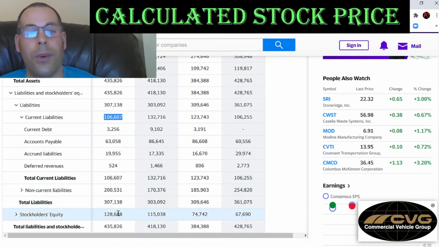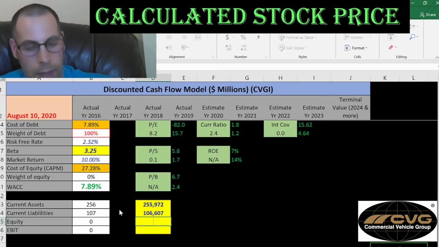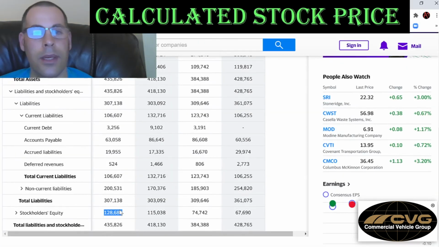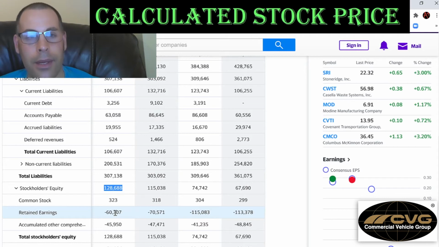Let's get their equity. That's $128 million. Equity is total assets minus total liabilities. That's the value of the company according to the balance sheet. That's $323,000 of common stock, negative $60 million of retained earnings. Retained earnings is the income that's left over after paying your dividend. So they're operating at a loss historically.